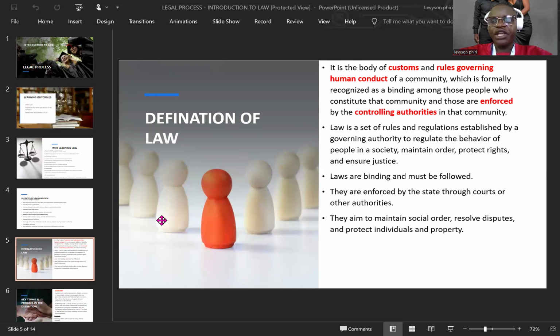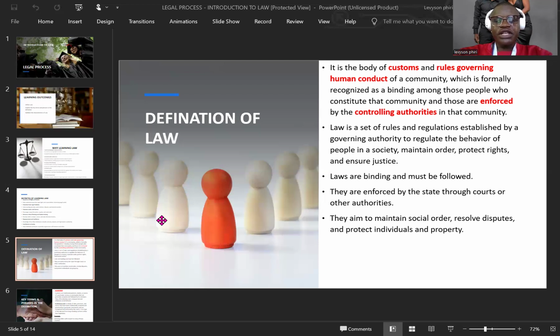So laws are binding and must be followed. When you don't follow these rules, these laws, you are going to be punished, and a certain punishment is specified. Like in the Penal Code of Zambia, Chapter 87, they specify what kind of penalty you get. They are enforced by the state through courts or other authorities. What are we saying? They are enforced. We'll explain enforced later in our key definition terms when we go deeper.